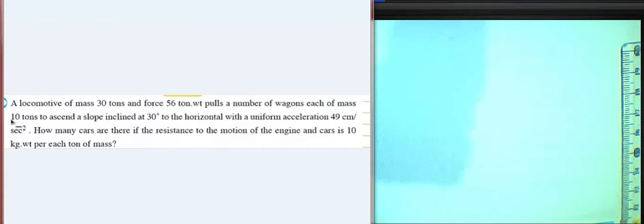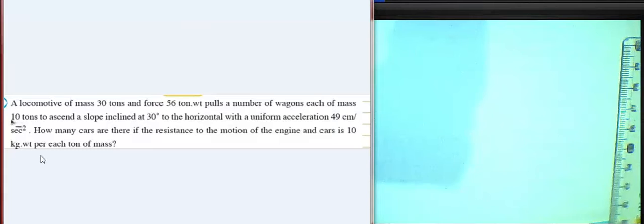Look at the question here. A locomotive of mass 30 tons and force 56 ton weight pulls a number of wagons, each of mass 10 tons, up a slope inclined at 30 degrees to the horizontal with uniform acceleration 49 centimeter per square second. How many cars are there if the resistance to the motion of the engine and cars is 10 kilogram weight per each ton of mass?